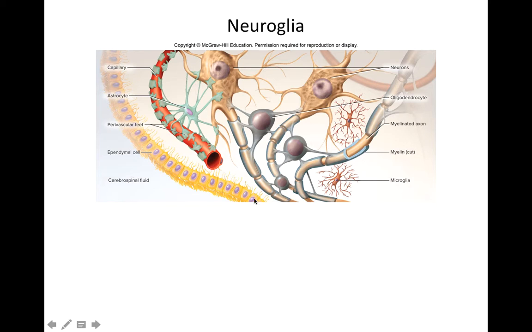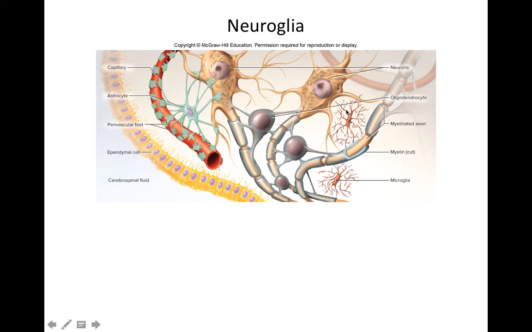Ependymal cells. These are going to line the ventricles in the brain. So you have these cavities in your brain that are open spaces that are filled with cerebrospinal fluid. So here we are in our CSF over here. So these ciliated cells, these ependymal cells, here's all our cilia, they are going to help move the CSF.